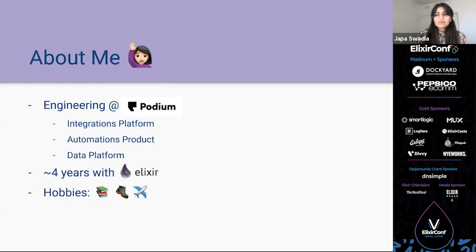So a little bit about me. I'm a software engineer at Podium. Podium is a customer interaction platform. We help our customers communicate with their customers in a quick and efficient way using text messages. We are based in Utah. I've had almost 4 years of experience writing code in Elixir. And some of my hobbies include reading books, hiking, and traveling.